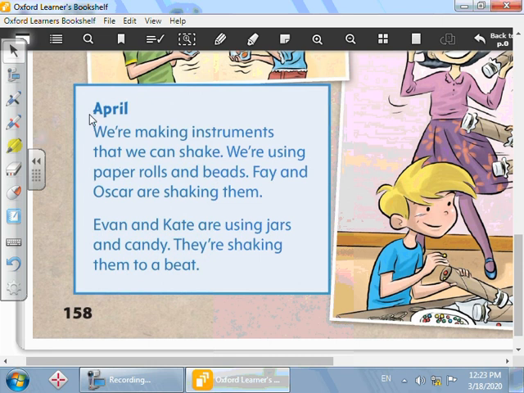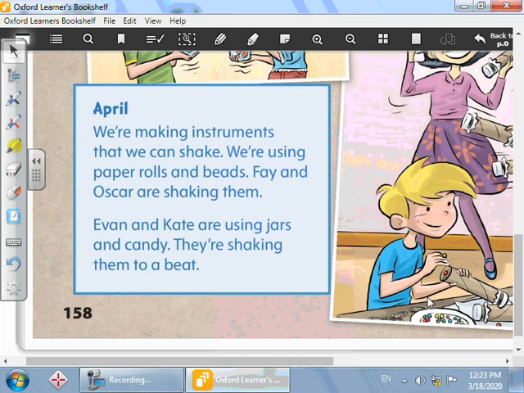Raise your finger, put it down, and point at the first word, April. We are making instruments that we can shake. We are using paper rolls and beads. So, what's this, guys? Beads. So, what are the beads? They are small pieces of plastic or glass that the kids use to put them in the paper rolls and shake them to make music.